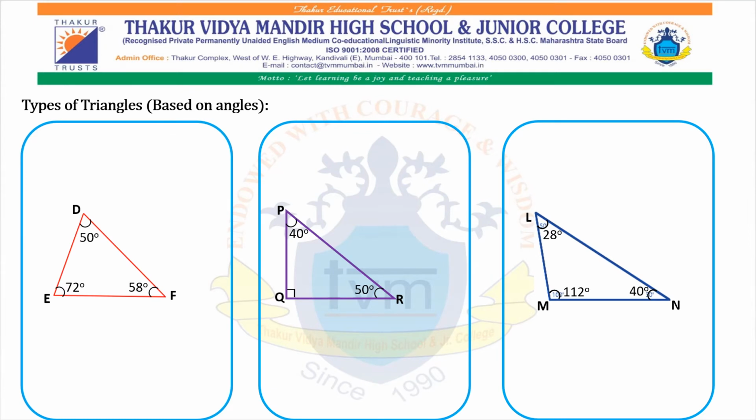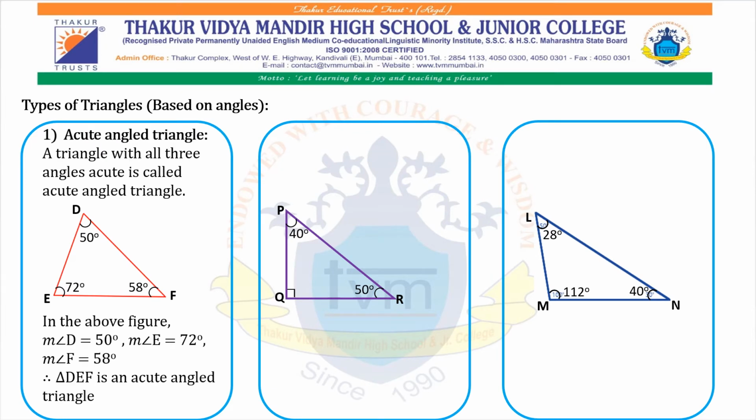Types of triangles based on angles. First is the acute angle triangle. A triangle with all three angles acute is called an acute angle triangle. In the above figure, you can see measure of angle D is 50 degrees, measure of angle E is 72 degrees, and measure of angle F is 58 degrees. Therefore, all the three angles are acute. So, triangle DEF is an acute angled triangle.